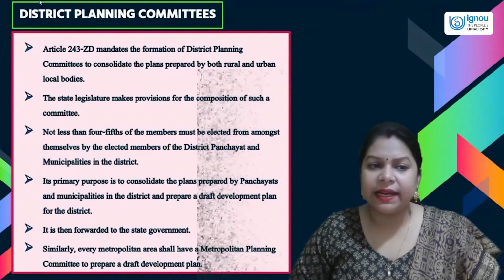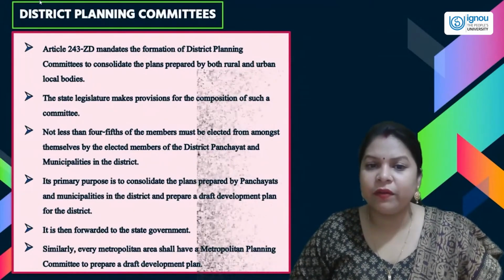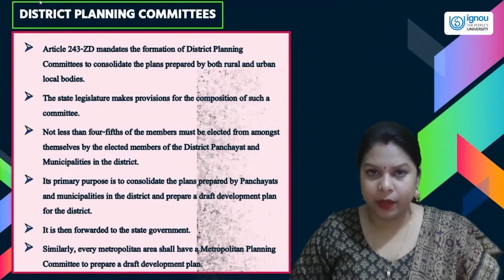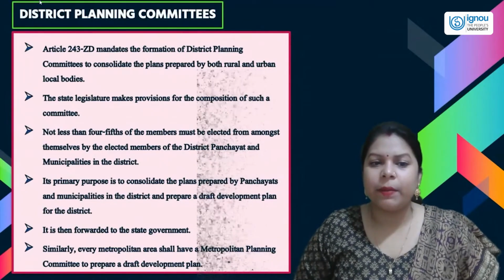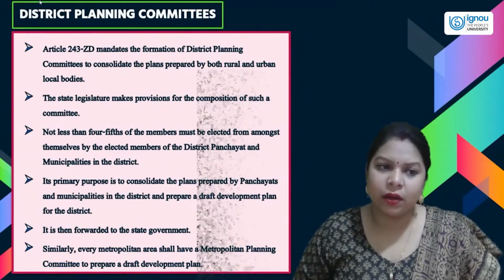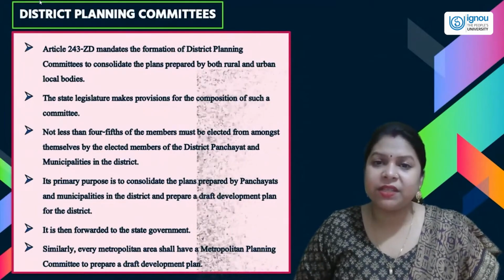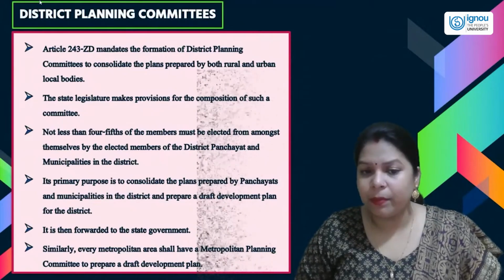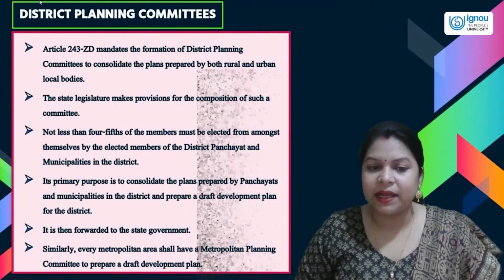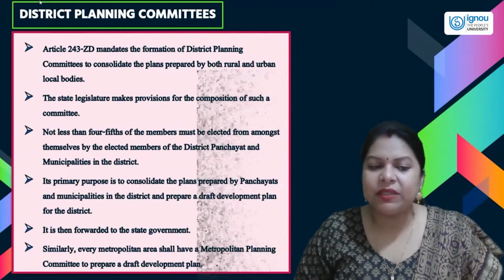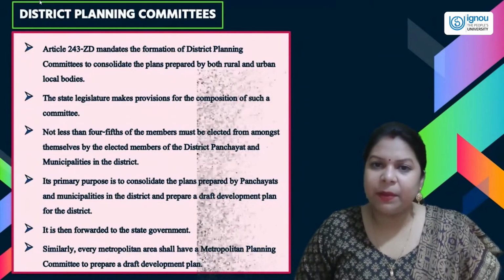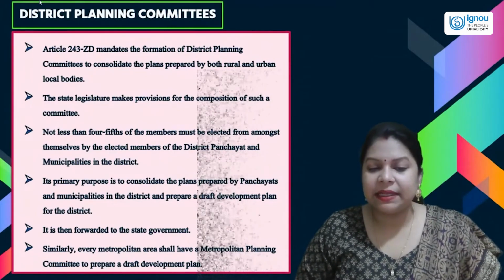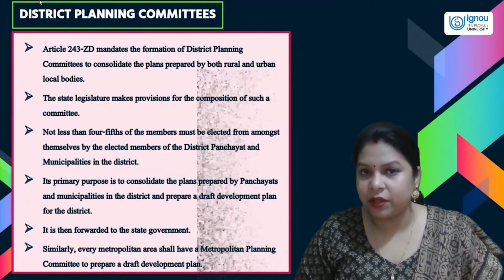Article 243ZD mandates the formation of district planning committees to consolidate the plans prepared by both rural and urban local bodies. So, these district planning committees handle plans for both urban and rural local bodies. The state legislature makes provisions for the composition of such a committee. Not less than four-fifths of the members must be elected from amongst themselves by the elected members of the district panchayat and municipalities in the district. Its primary purpose is to consolidate the plans prepared by panchayats and municipalities in the district and prepare a draft development plan for the district.